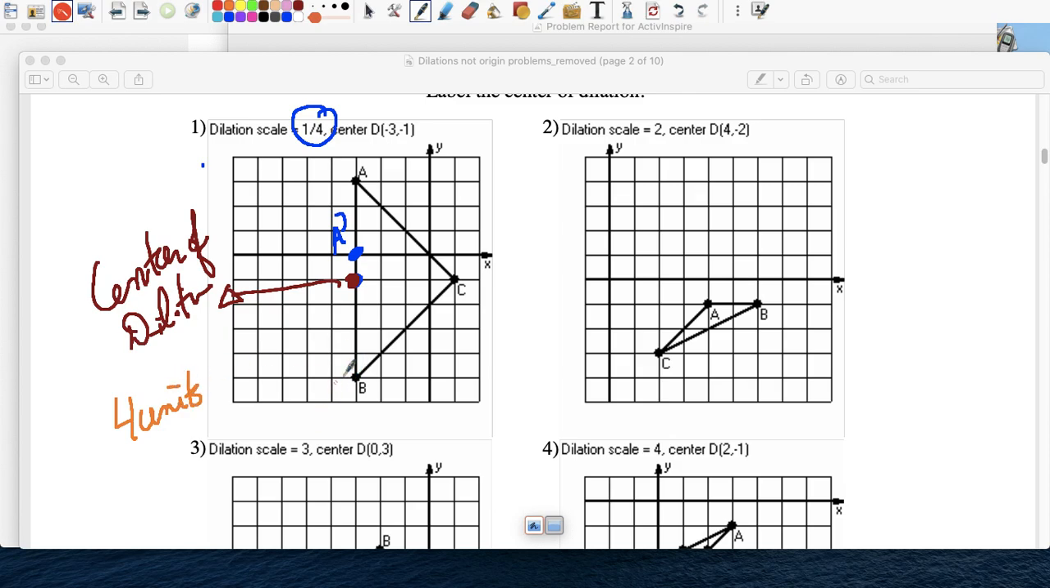To point B, we want 1/4 of that, which would be just 1 right here. C, from the center, we go to C. 1, 2, 3, 4, and again 1/4 of 4. So 1/4 of 4 is 1. So C prime. This would be the triangle A prime, B prime, C prime with a center of dilation of -3. Right?